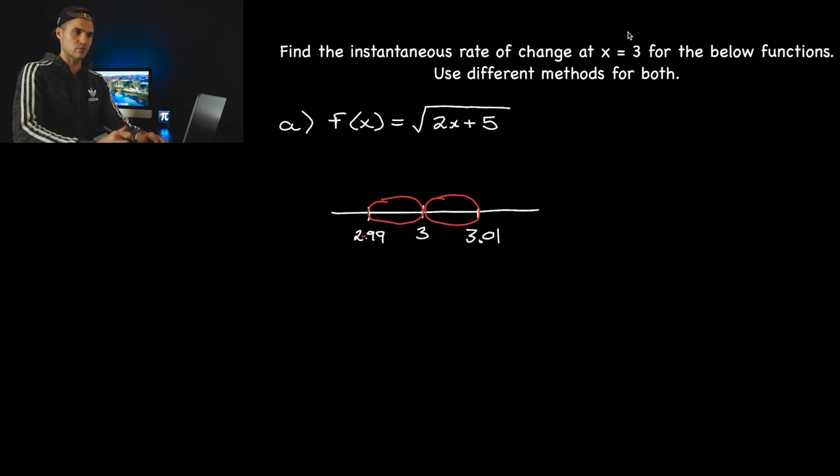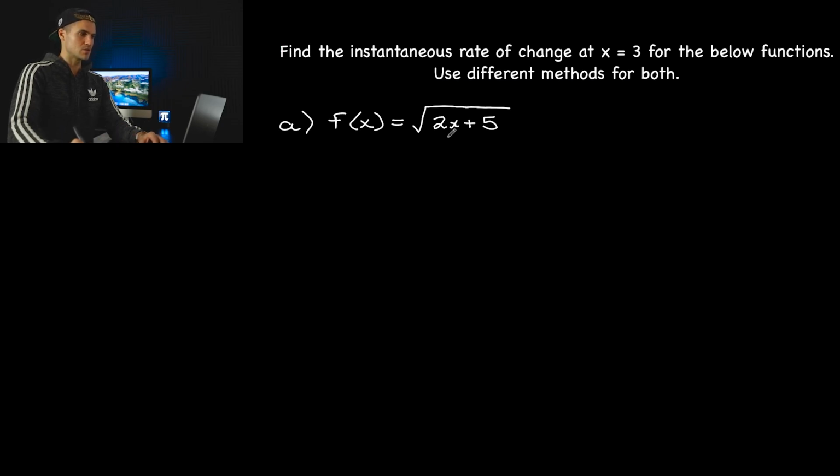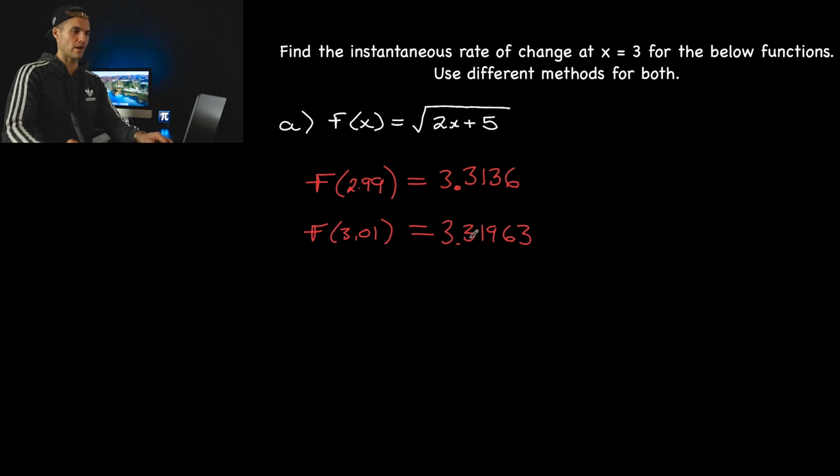All right, so that's a quick review and a visual way to show how both of these methods work. Like we mentioned, let's find f of 2.99 and then f of 3.01. You're just going to plug these two x values into this function. After plugging them in, these are the y values you get. Now we find the average rate of change between these two points.